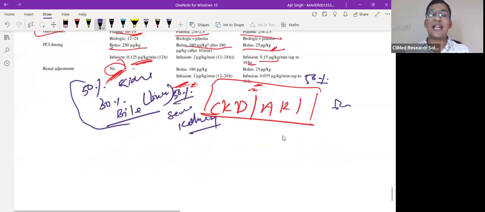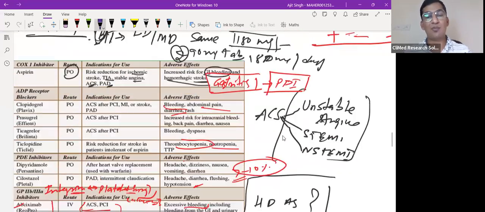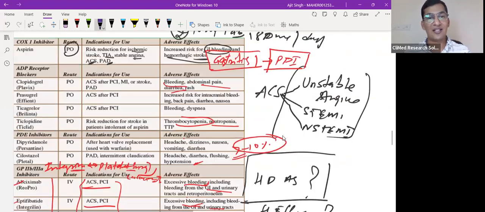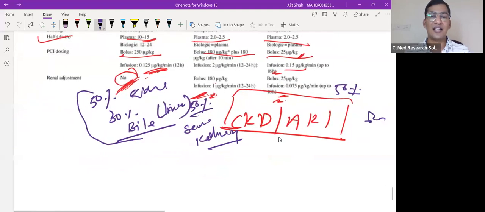Understand? So that is all for today's class, and I hope you learned about antiplatelet drugs. We have two more categories in this. So this is all about antiplatelet drugs and the coagulation cascade.